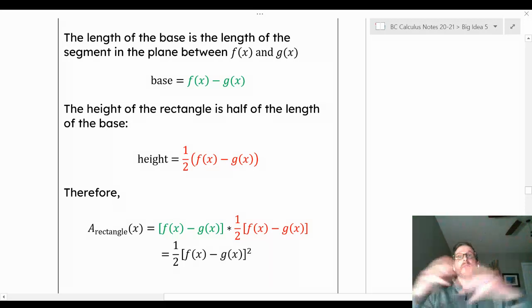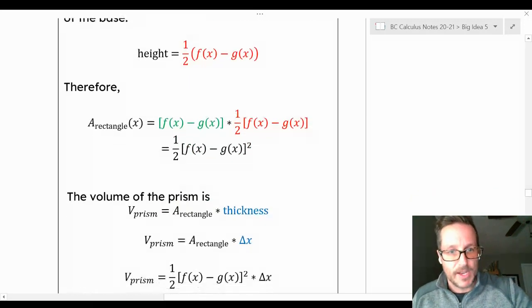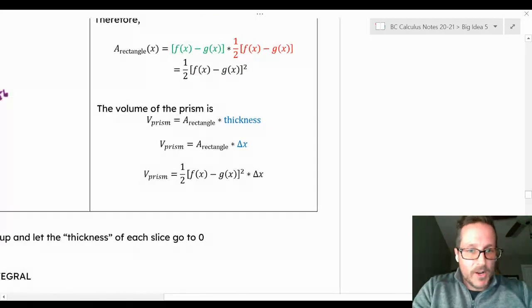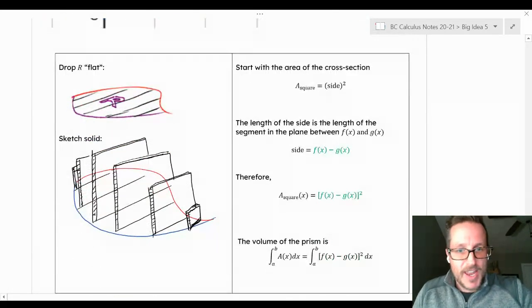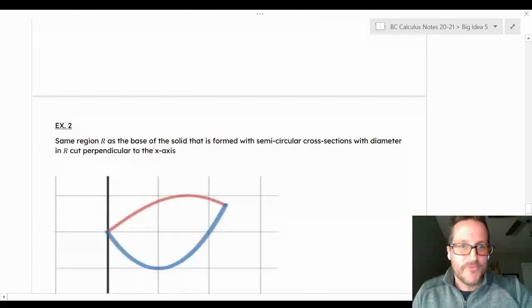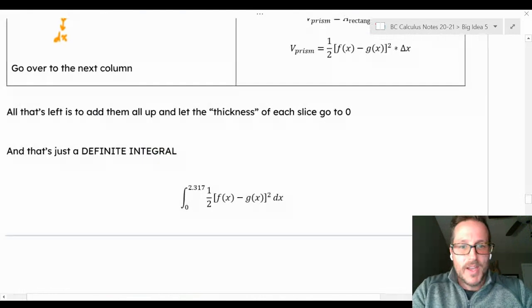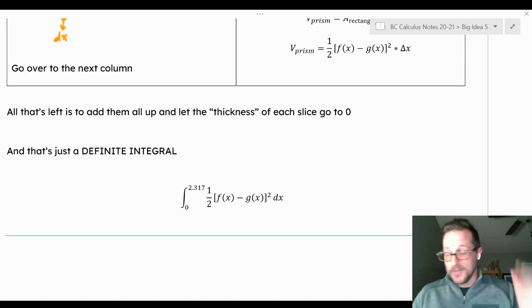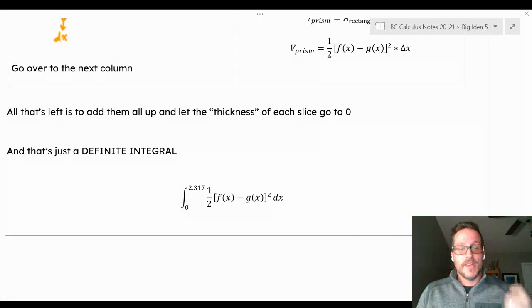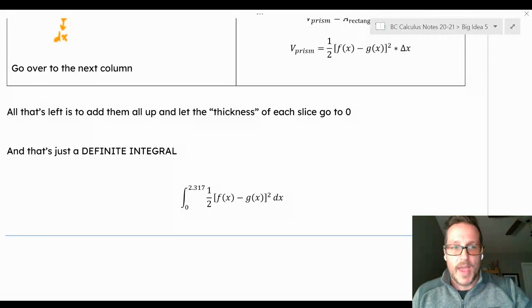We want all of the slices, infinitely many, and that's just going to turn into the definite integral. Here it is. Oh my gosh, where'd it go? The definite integral. Oh, I'm flying all over the place. The definite integral from 0 to 2.317, which represent the intersections, by the way, which I didn't say, of that area formula that we created, 1/2 of f minus g squared with respect to x. Boom, there it is. That is going to give us the volume of that solid.